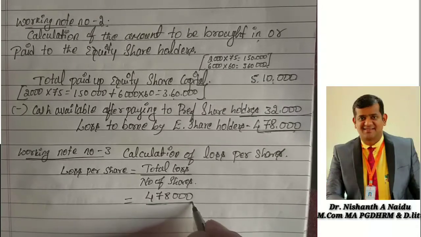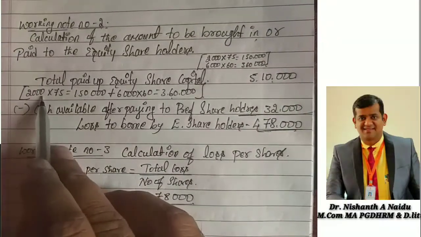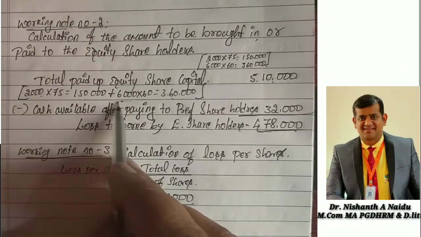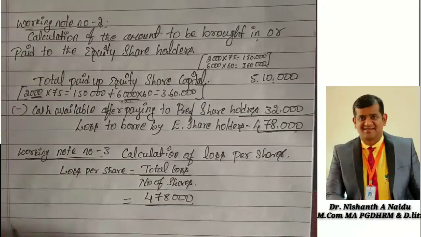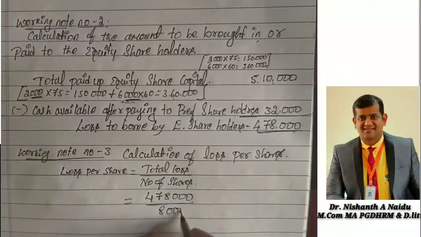4,78,000 is the loss divided by the number of shares. How much? That is 2,000 plus 6,000. These are the number of shares. So 2,000 plus 6,000 is 8,000.